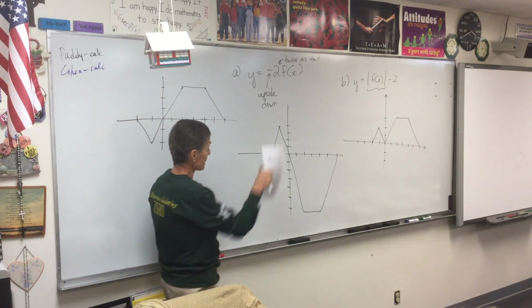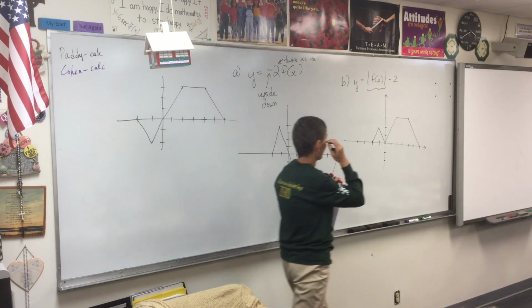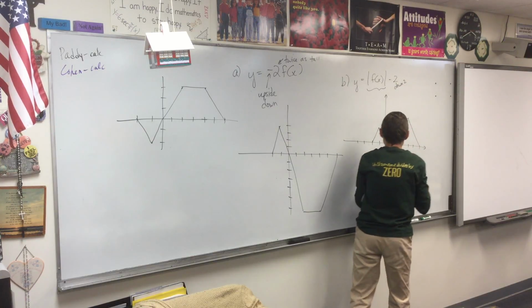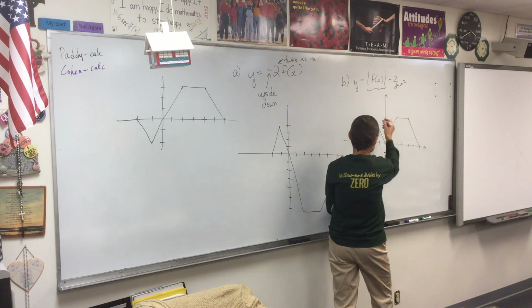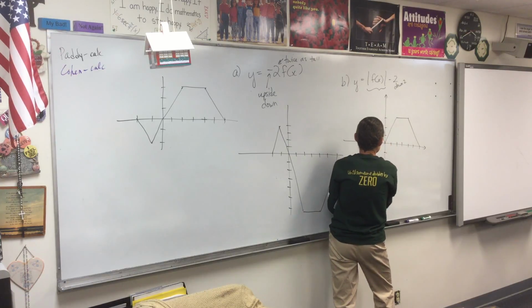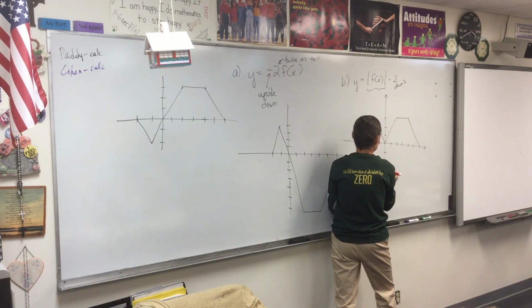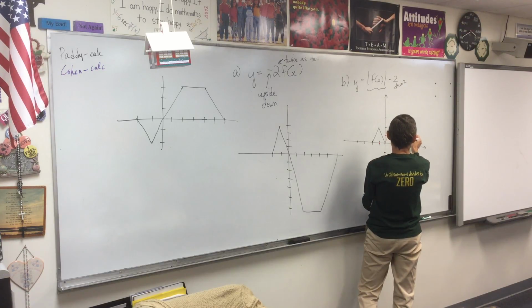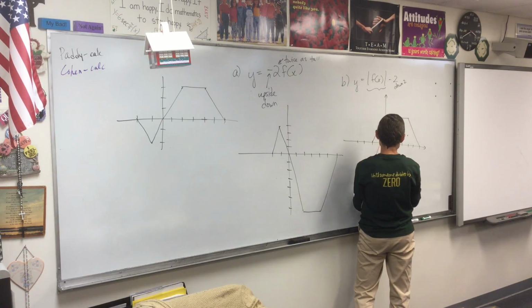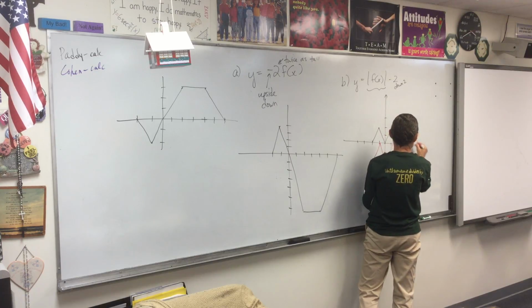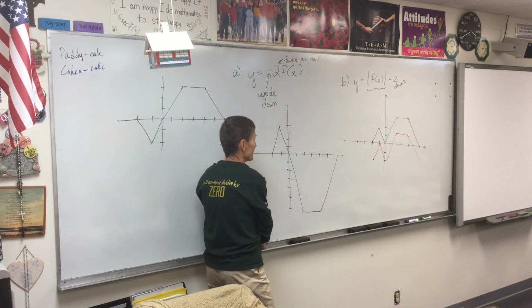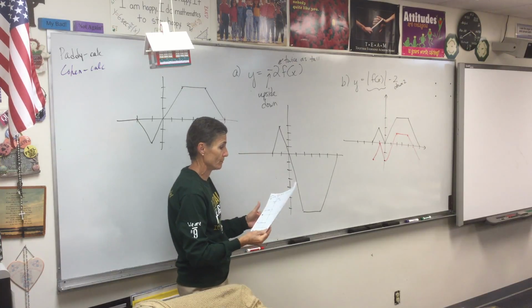Now there's another step though. What else do I have to do? Down 2. That's got to go down 2. So every point comes down 2. You have graph paper. Take advantage of it. You can count your spaces much easier than I can. So the red one is the answer to the question.